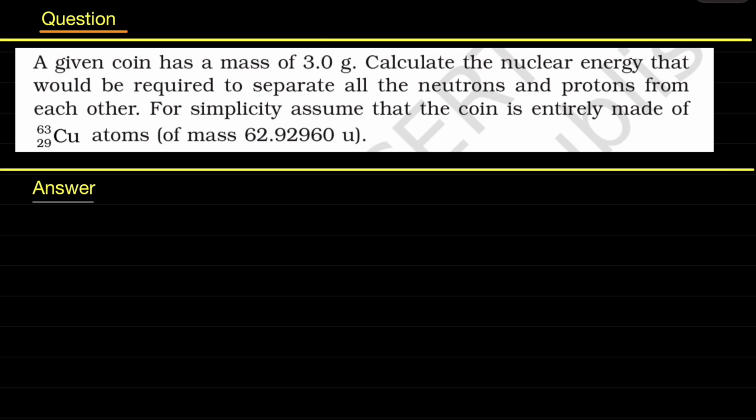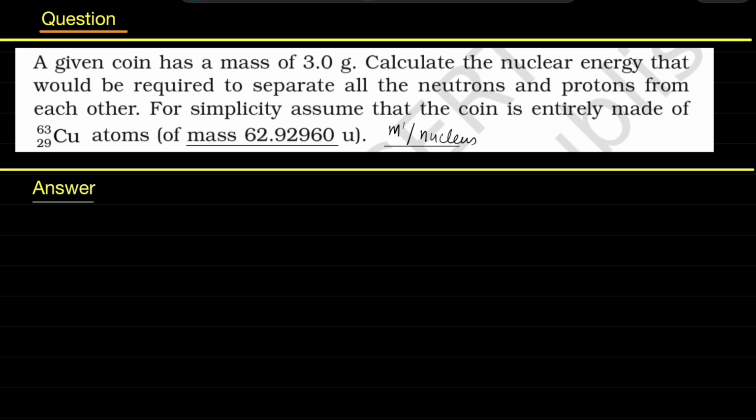This question is from physics chapter nuclei. In the question it is given that a coin has a mass of 3 gram. We have to calculate the nuclear energy that would be required to separate all the neutrons and protons from each other. For simplicity, we assume that the coin is made up of entirely copper atoms and its mass is given as 62.92960 U. So the mass value that is mentioned in the question is actually the experimental mass value, m dash, this is for per nucleus.